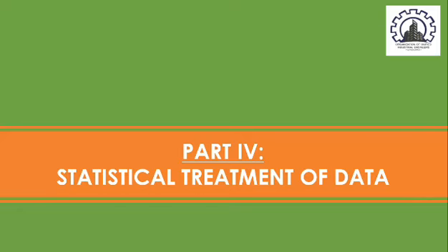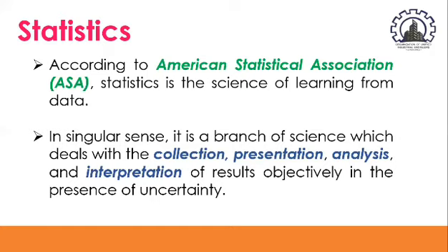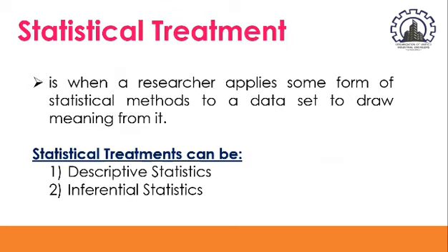So what is meant by statistics then? According to the American Statistical Association, or ASA, statistics is the science of learning from data. And in the singular sense, it is a branch of science which deals with the collection, presentation, analysis, and interpretation of results objectively in the presence of uncertainty. And statistical treatment of data is when a researcher applies some form of statistical methods to a data set to draw meaning from it. Statistical treatments can either be descriptive statistics or inferential statistics. We will be discussing this one in detail later on.